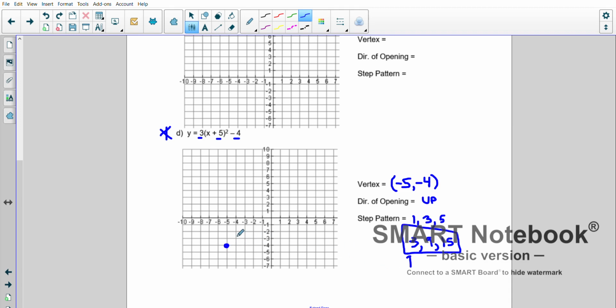Over 1, up 1, 2, 3. That's the next point. And then over 1, up 1, 2, 3, 4, 5, 6, 7, 8, 9. And then the next one's going to be off the grid, so that's not going to work. And then we do the same thing on this side. Over 1, up 3, over 1, up 9. And that's how you make a graph of an equation that is in vertex form.